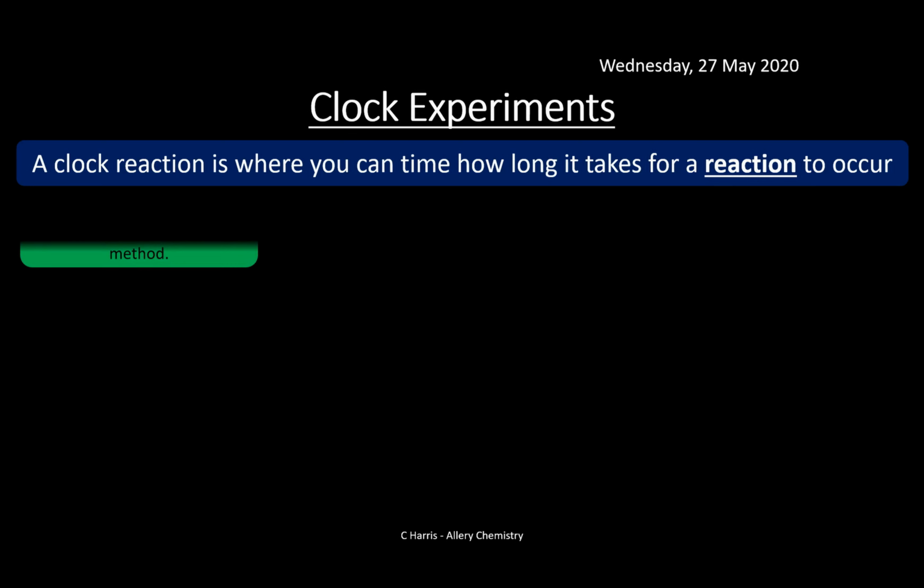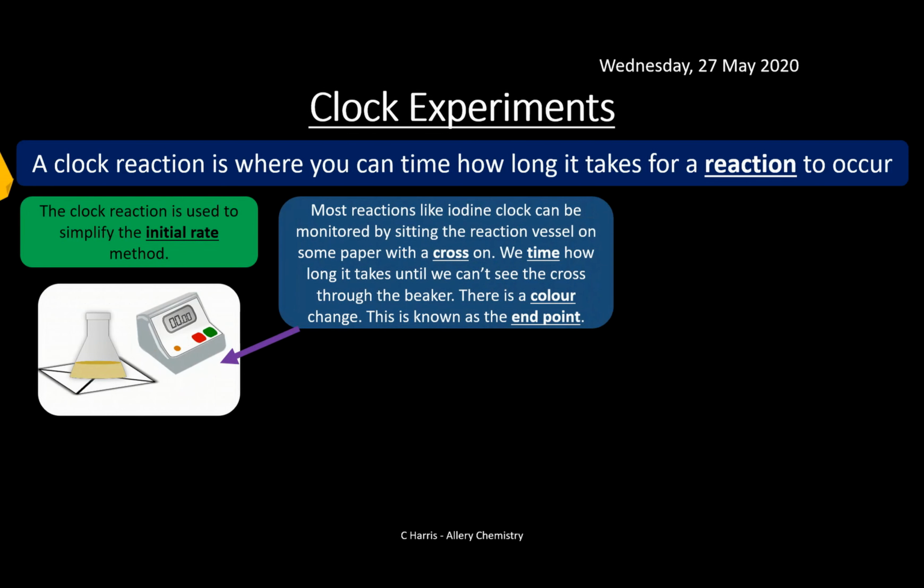And the clock reaction, as we'll see a little bit later, is actually used to simplify the initial rate method. So we're going to look at initial rates later. But most reactions, like iodine clock, which is an example of a clock reaction, can be monitored by sitting the reaction vessel on some paper with a cross on it.